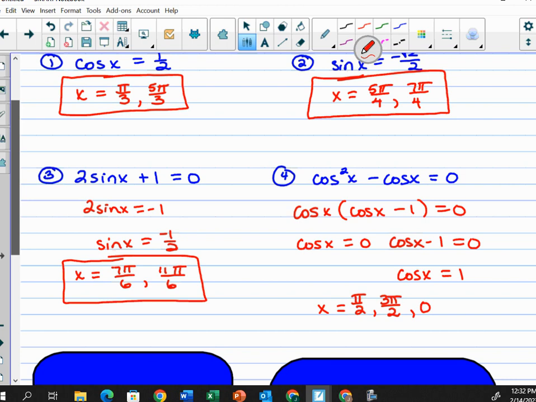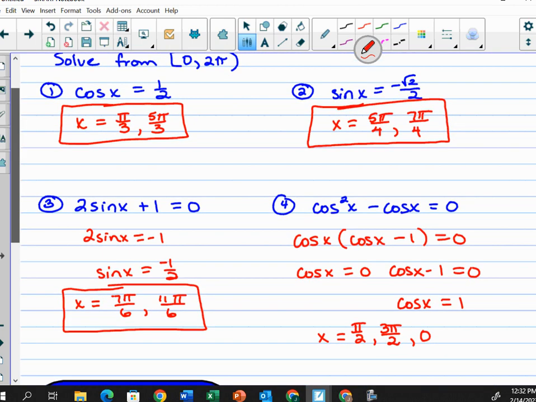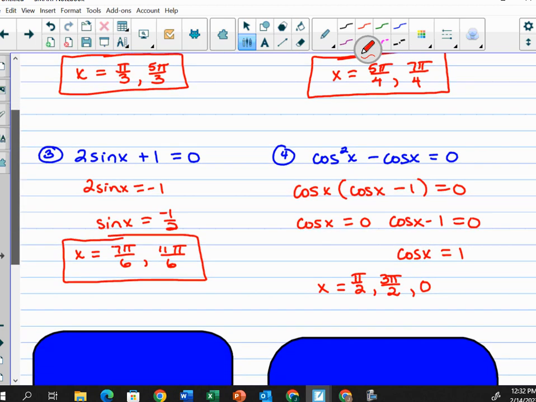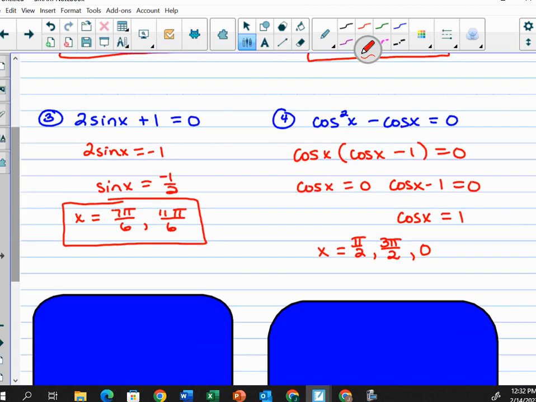Well, what if you moved cosine to the other side, then divided by cosine? You will lose solutions. You wouldn't get full credit, because you'd miss a whole set of solutions. So the question was, could I move the cosine and then divide by cosine? No. If you do that, you're going to lose solutions. So you always want to factor, not divide away a sine of x or a cosine of x, that sort of thing. Don't divide those things away. All right.